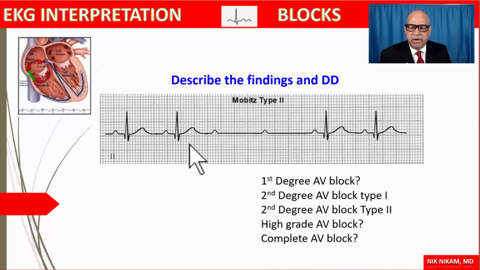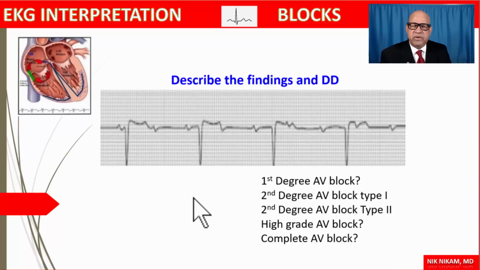In complete AV block, there is total dissociation between the atrial and the ventricular activity. There is no correlation between the P waves and the QRS complexes. The atria are beating on their own, the ventricles are beating on their own, albeit at a slower rate. So this is not an example of a complete AV block. So this is a second degree AV block type 2.